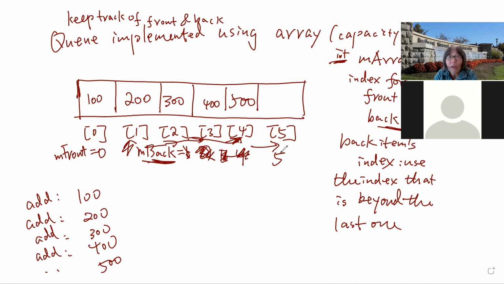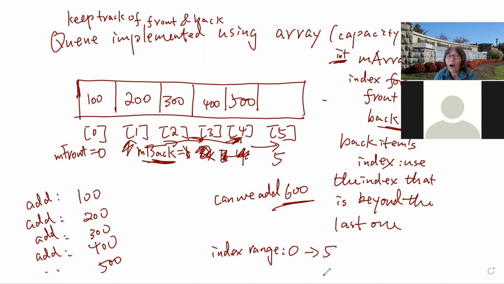If at this point we want to add another one, 600, basically we cannot, because if we add 600, then the back index is out of the array's index range, because the array index range is 0 to 5. So this case already means that the queue is full.